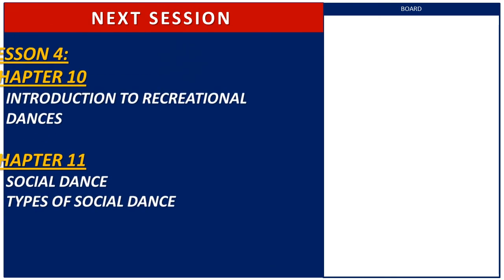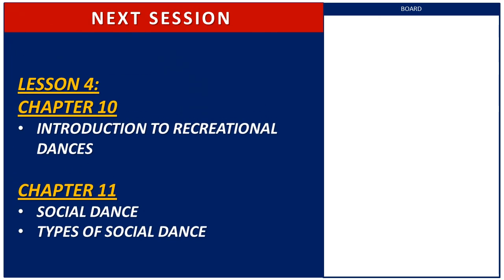See you in our next session. We are going to discuss in our next meeting lesson 4. We have chapters 10 and 11. In chapter 10, we have introduction to recreational dances. And for chapter 11, we have the social dance and types of social dance. So please get ready for our next meeting.